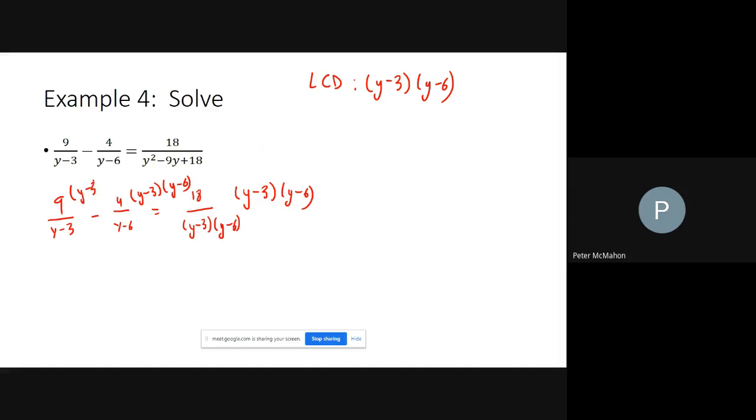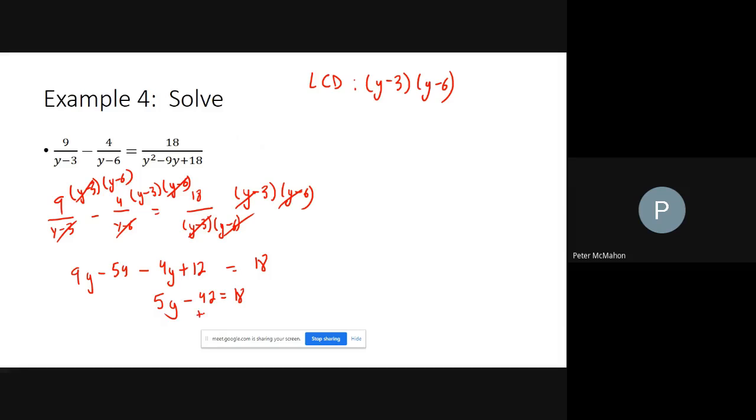So what we're doing is we're multiplying every term times the lowest common denominator, like this. And we get cancellation. These guys cancel here. The y minus 6's cancel, and then the y minus 3's cancel. So we're left with 9y minus 54. That's just the 9 times here and here. This is a negative 4. When we multiply times y minus 3 is minus 4y plus 12 equals 18. So what we're left with here, 9y minus 4y is 5y. Negative 54 plus 12 is negative 42 equals 18.